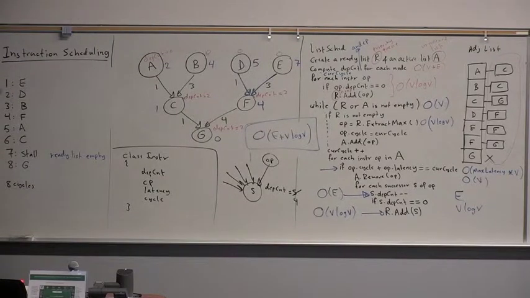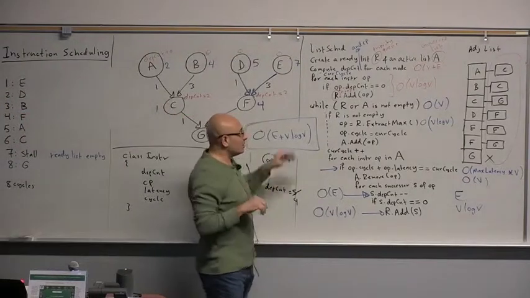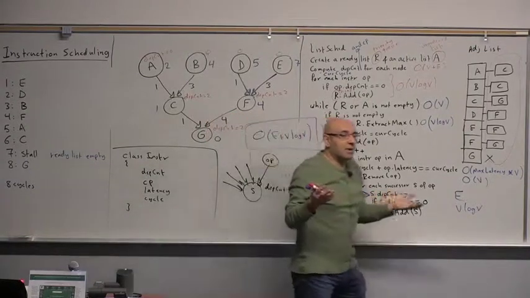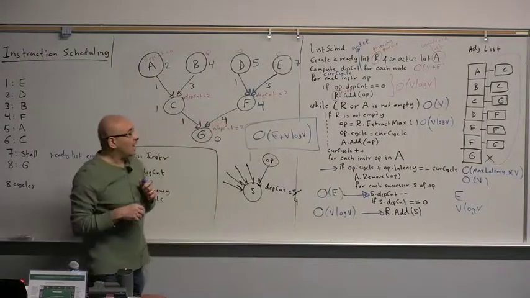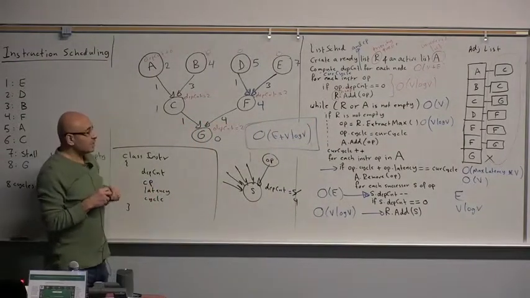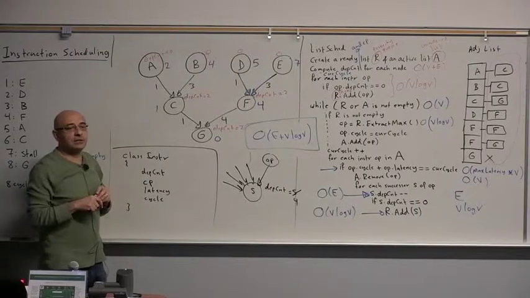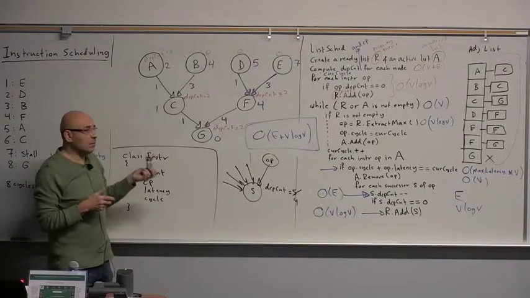But again, this schedule was not looking at register pressure. This algorithm was only looking at minimizing the number of cycles. It wasn't looking at register pressure. Now, if we were to take register pressure into account, how should we do this and where? What should we modify?